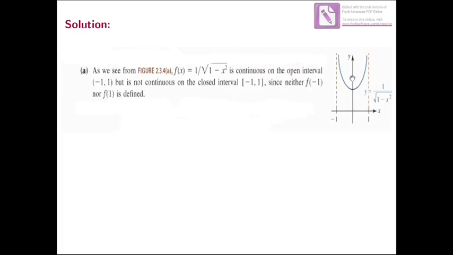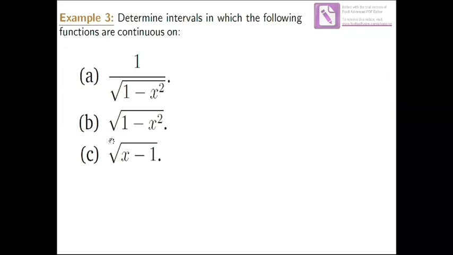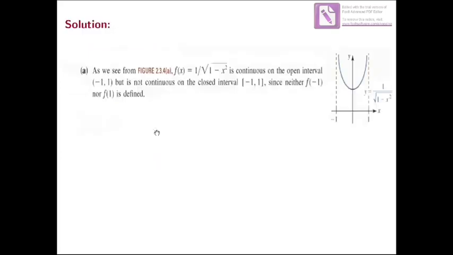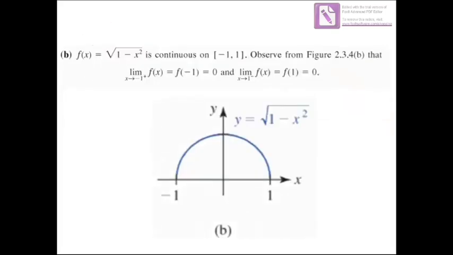وطبعا لما نجي نشوف الرسمة نلاحظ it is continuous in the interval from -1 to 1. Then we have b, root of 1 minus x squared. So this function is in the numerator. So we just need to take 1 minus x squared greater than or equal to 0. So 1 minus x squared greater than or equal to 0, that means x squared less than 1. So x should be between -1 and 1.